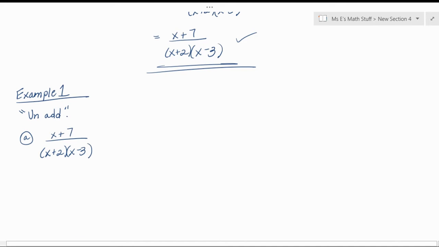So that's the answer that we got, right? And then one thing I am going to do to the answer that we have there is go ahead and multiply that denominator out. So x plus 2 times x minus 3, what would that be? x squared minus x minus 6.